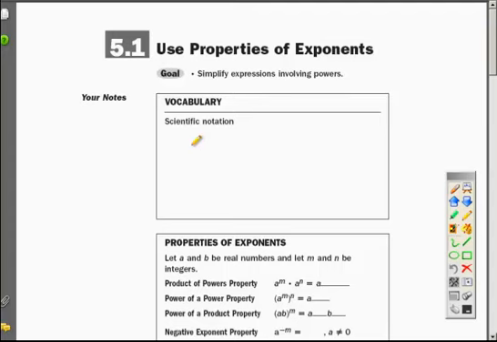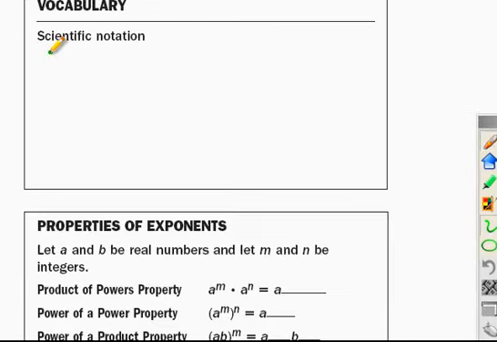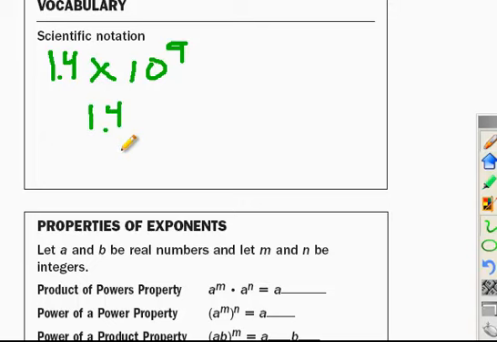Scientific notation is the first thing we come upon. Scientific notation, they're numbers like 1.4 times 10 to the 9th, which simply means if I take that 1.4 and I move that decimal place 9 places to the right, 1, 2, 3, 4, 5, 6, 7, 8, 9, the decimal place is now at the end, and I just fill all of these up with zeros.